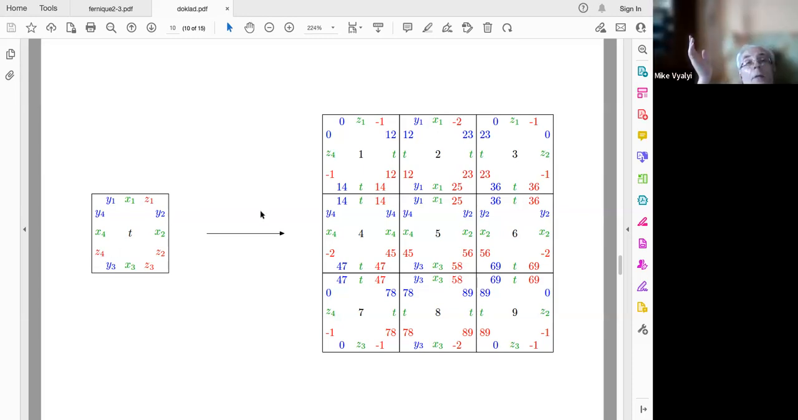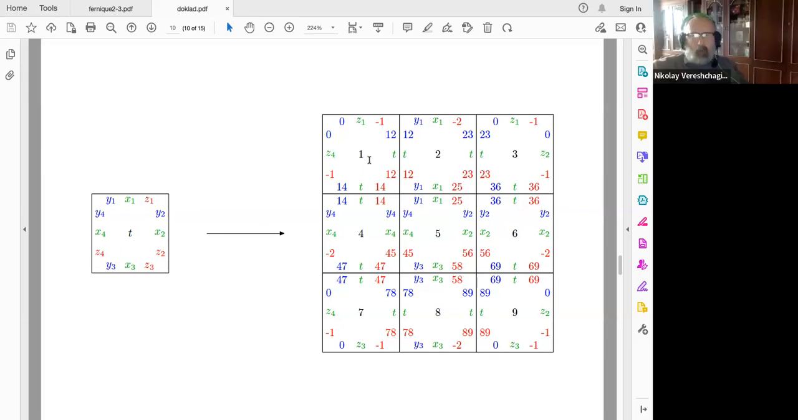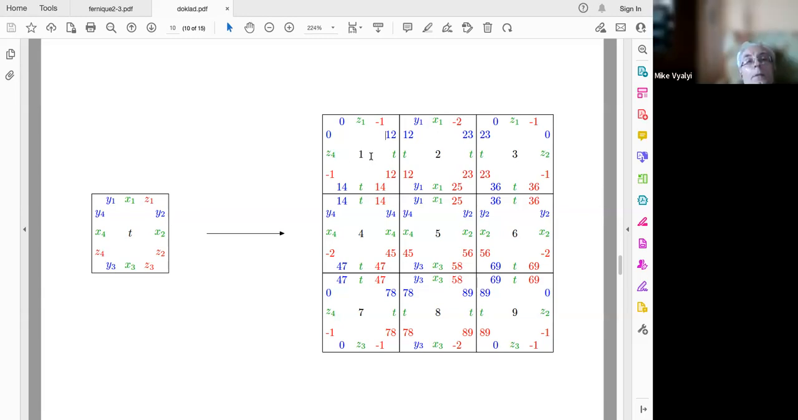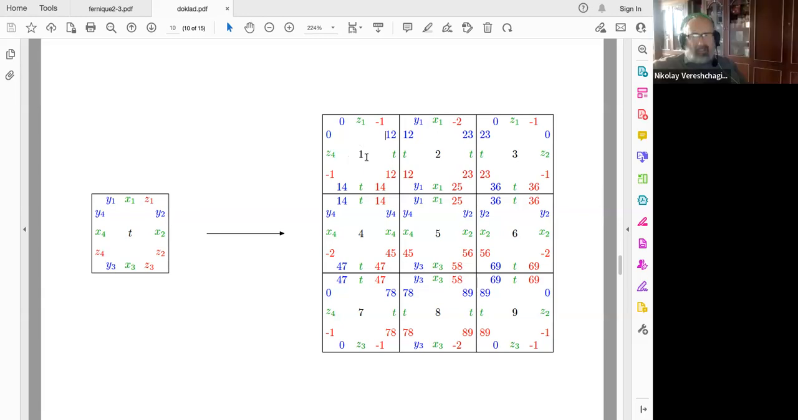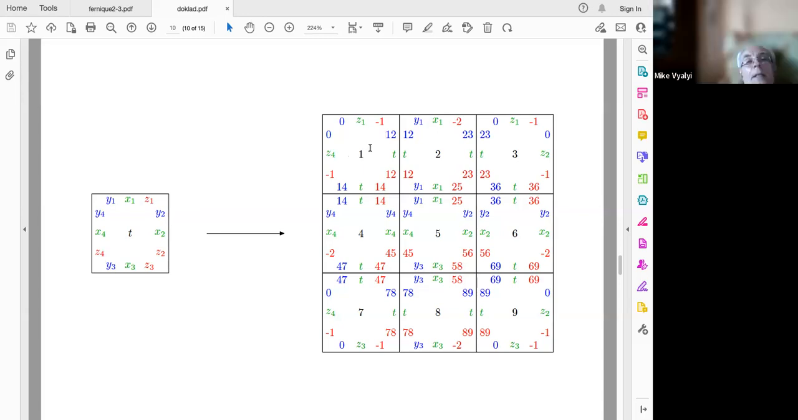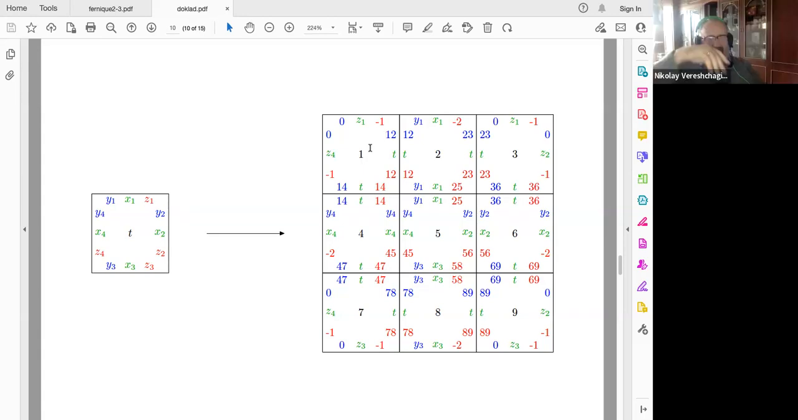Yes, but look on the right again. I see Z1 and Z4, but it depends not on T, but on the red indices in the parent. Right, but the red indices in the parent are determined by T.